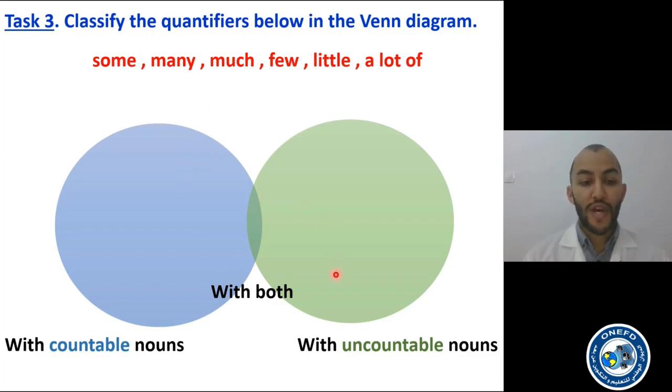And here we have 3 categories. We have either with countable nouns. If they are countable, we can count 1, 2, 3. Or with uncountable nouns. They are not countable, like money. We cannot say give me 1 money, 2 money. We cannot say that. They are uncountable. And here it's with both. It can be both countable and uncountable. I hope it's clear.